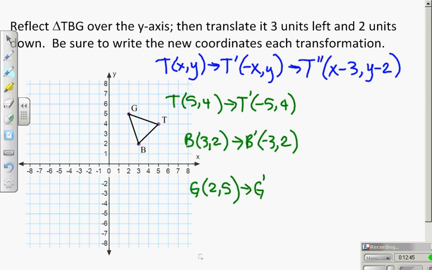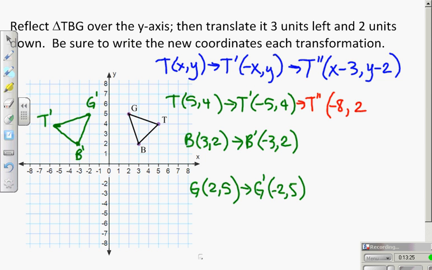I'd end up with negative 5, 4 after the reflection. B prime would be at negative 3, 2. And G prime would be at negative 2, 5. Go ahead and graph it. I'm sorry, T is at, yes, negative 5, 4. B prime, negative 3, positive 2. G prime, negative 2, positive 5. Clearly a reflection. Everything is where it's supposed to be.